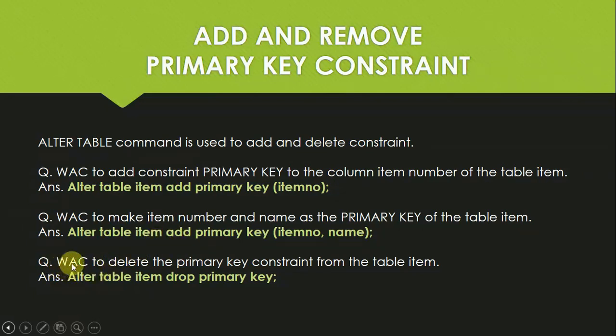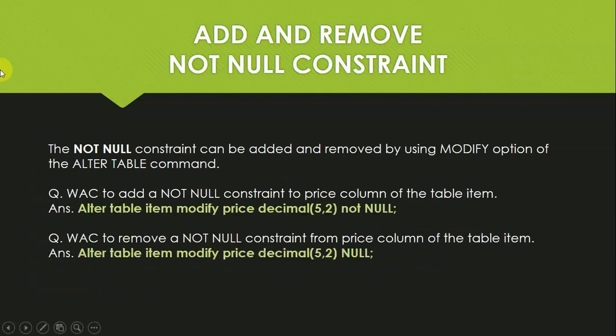Now the next question is to delete the primary key constraint from the table item. Suppose we have already given the primary key constraint, but now we do not want that column to have the primary key constraint. So we can delete that constraint using the query alter table item drop primary key. You do not need to mention the name of the column. You just have to use alter table and the drop keyword, and then give primary key. So it will drop the primary key from the table item.